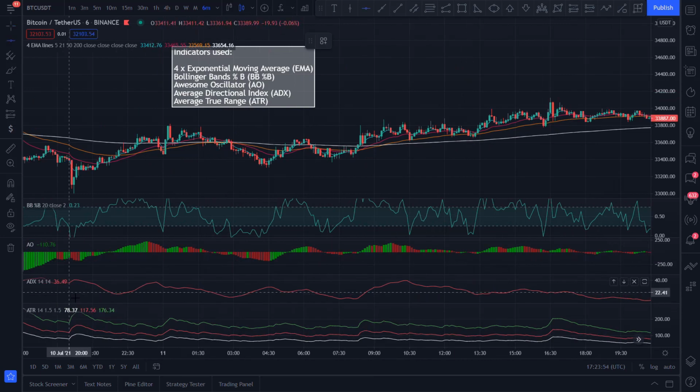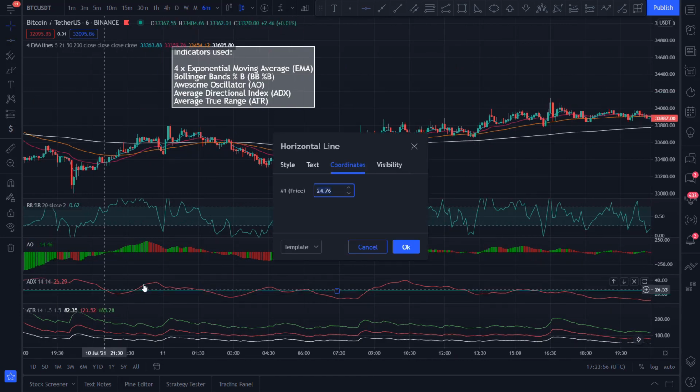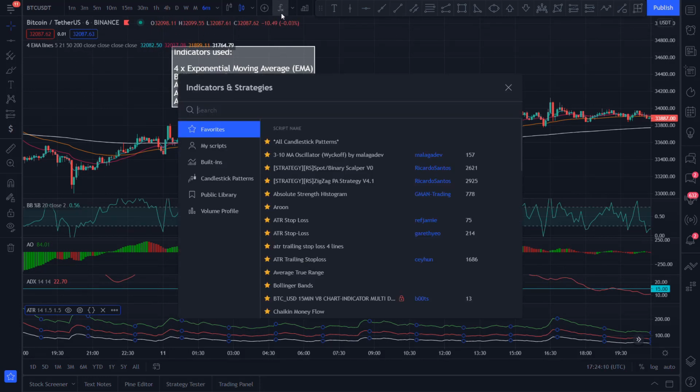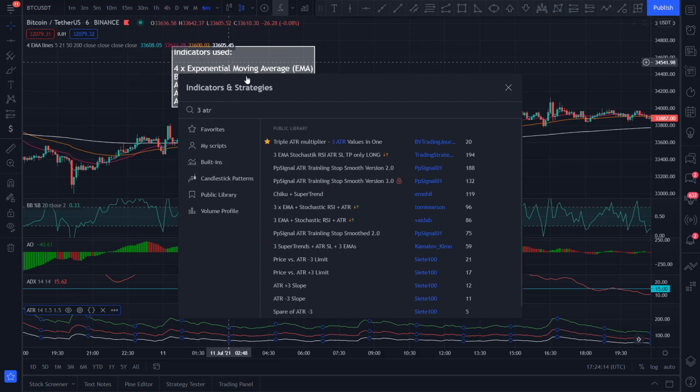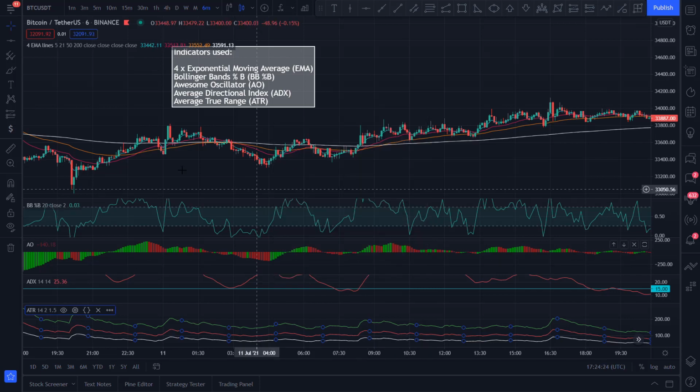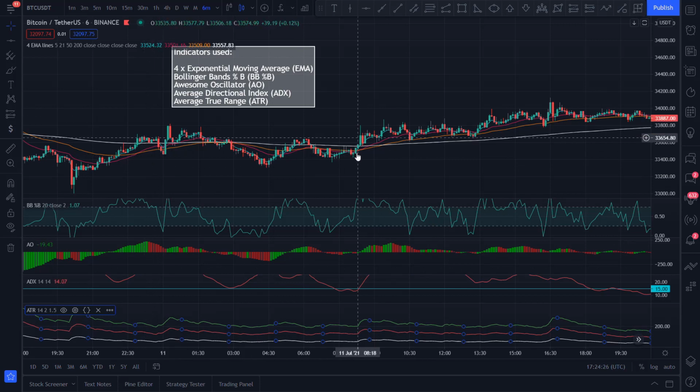For the ADX, you will need to add a line and type in the coordinates 15. It's going to look something like this. And the ATR, this ATR is the 3 ATR values in one. So you type in 3 ATR and it's going to be the first one. We are going to change the second ATR multiplier to 2. And I think we are all set.